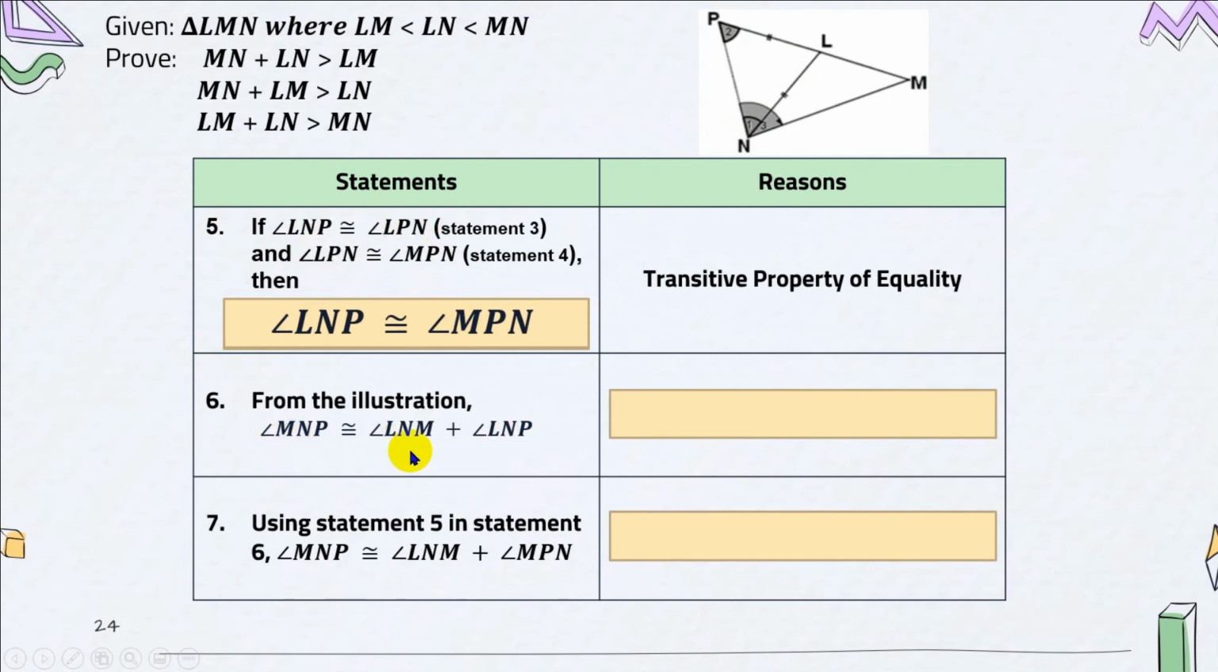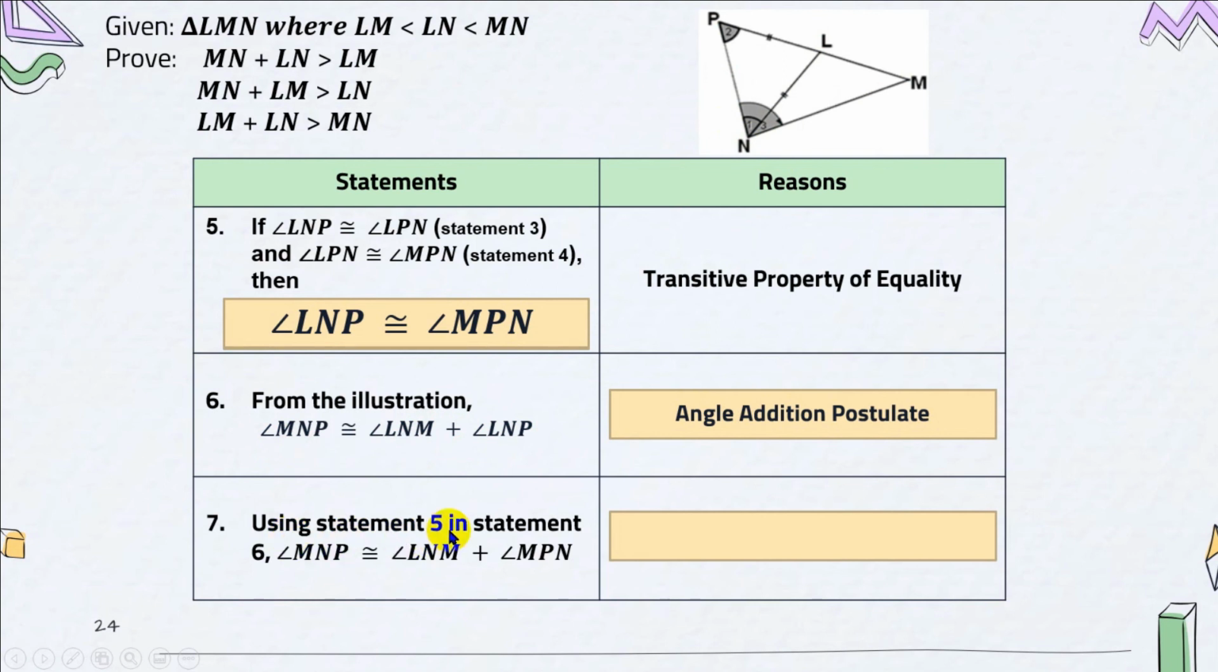LNP is congruent to MPN because of this angle LPN. Next, we have two angles that we added together. What's the reason for that? Angle addition postulate. MNP, which angle is MNP? This angle is the one being referred to. It is equal to the sum of angle 1 and angle 3. Angle 1 is angle LNP, and angle LNM is angle 3. Okay? So they are equal.